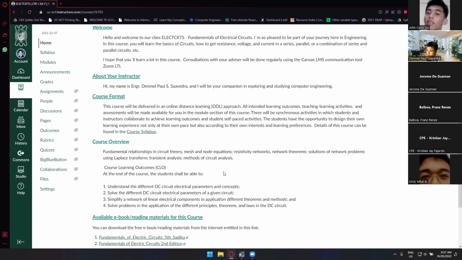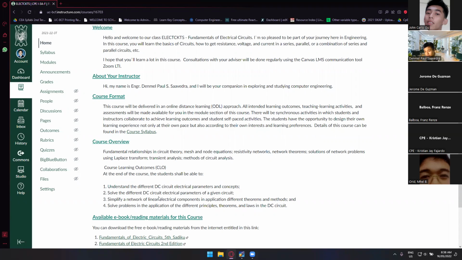And then at the end of the term, you will learn the following, or you will be able to understand, simplify, and solve specific problems. Let's start with number one. You'll be able to understand the different DC circuit electrical parameters and concepts. Second, you'll be able to solve the different DC circuit electrical parameters of a given circuit. Third, you'll be able to simplify a network of linear electrical components by applying different theorems and methods.